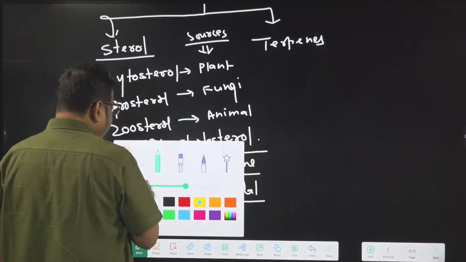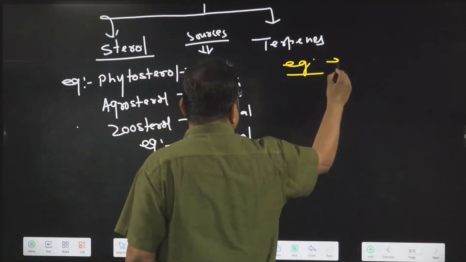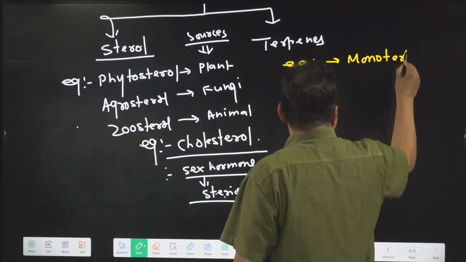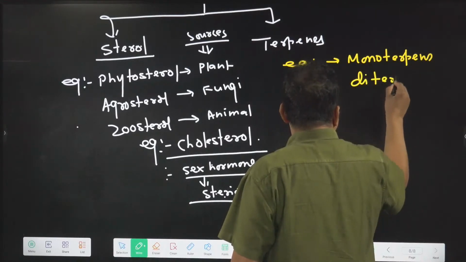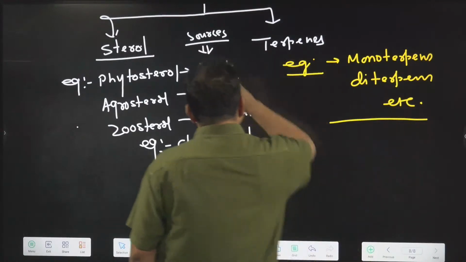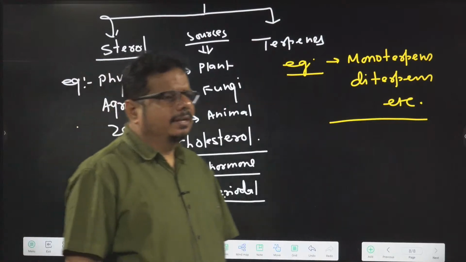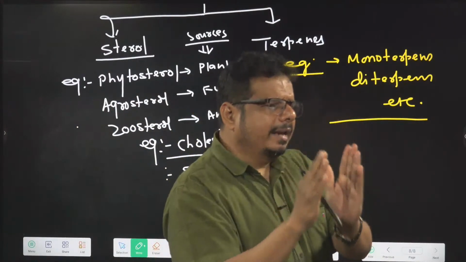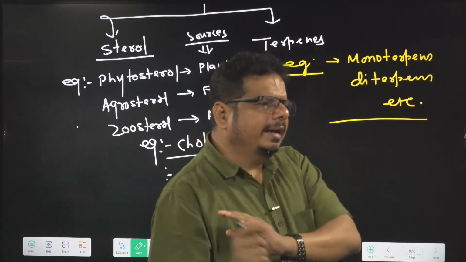And now finally I am going to talk about terpenes. Examples of terpenes are what? Monoterpenes, diterpenes, etc. So who is over? Fat is over. Lipid is over. Done? So I have given an idea about simple lipid, conjugated lipid and derived lipid.